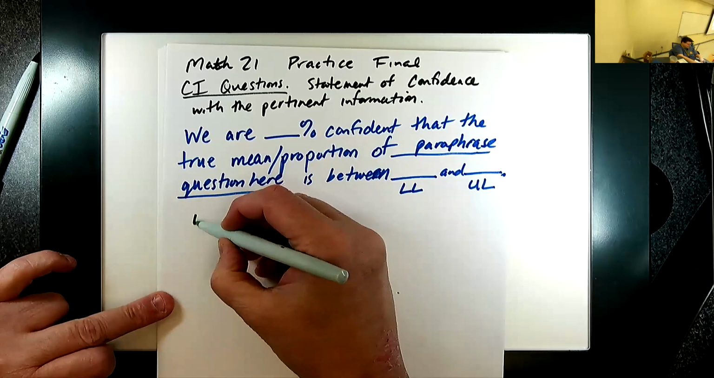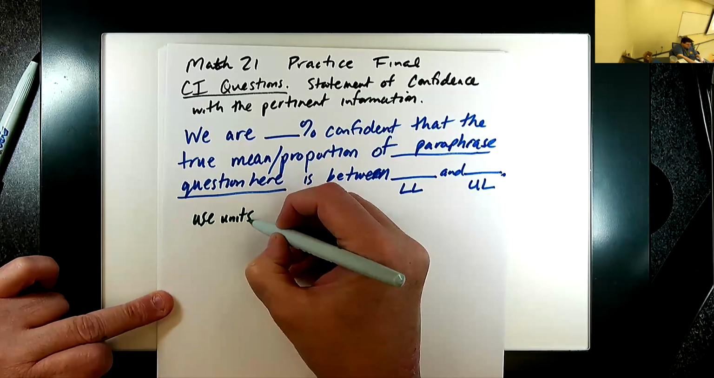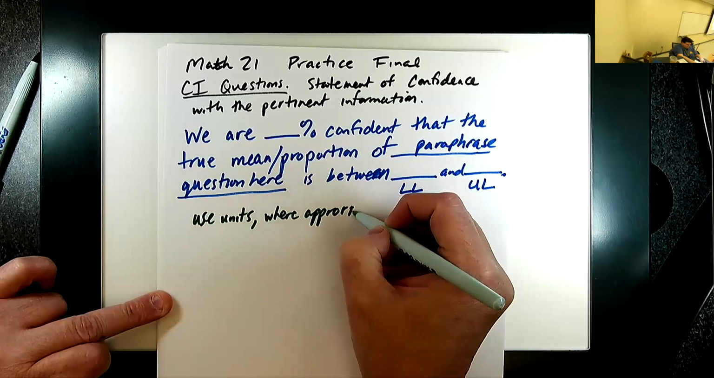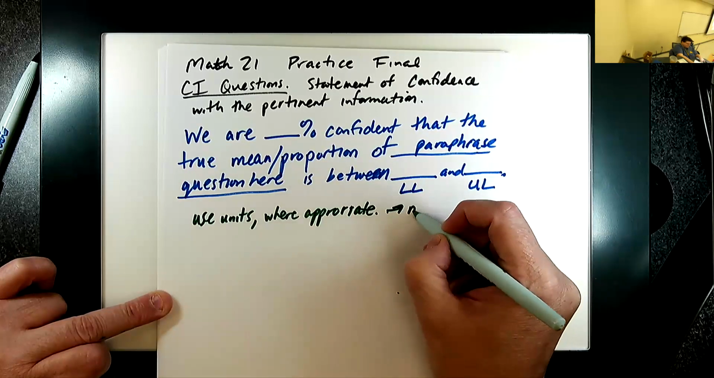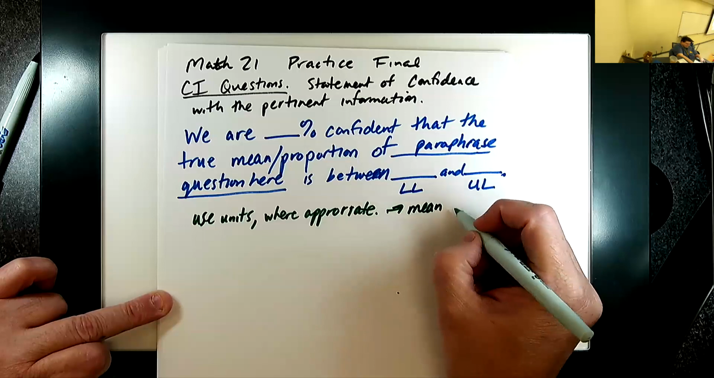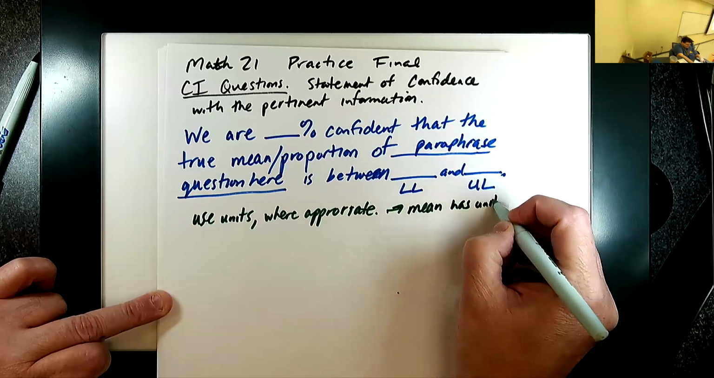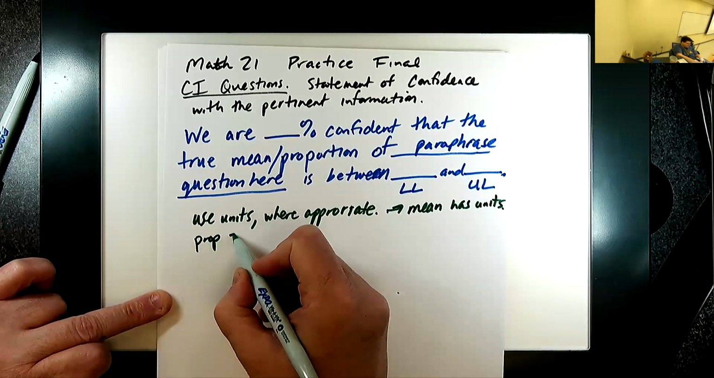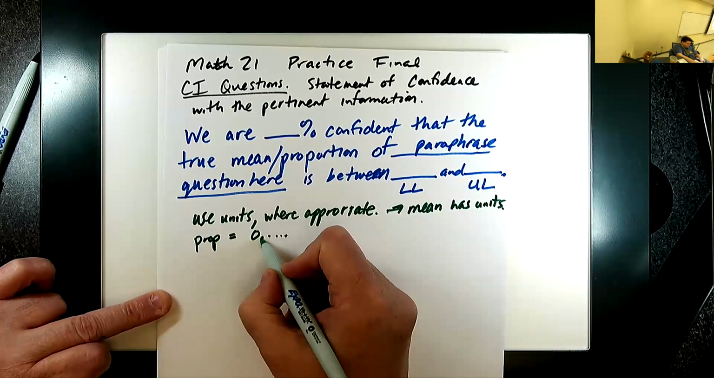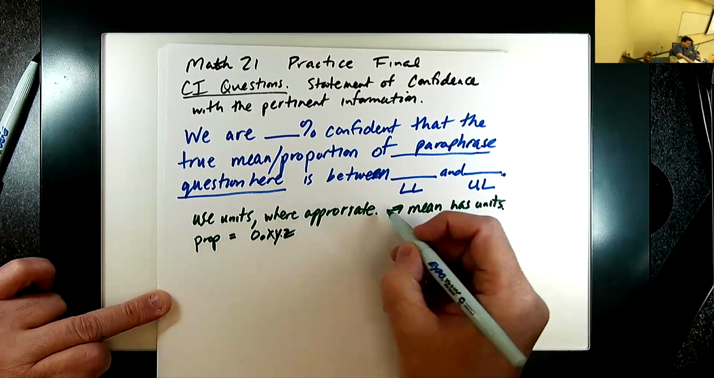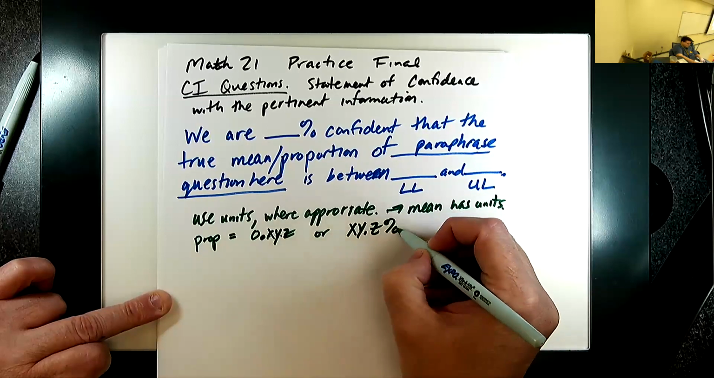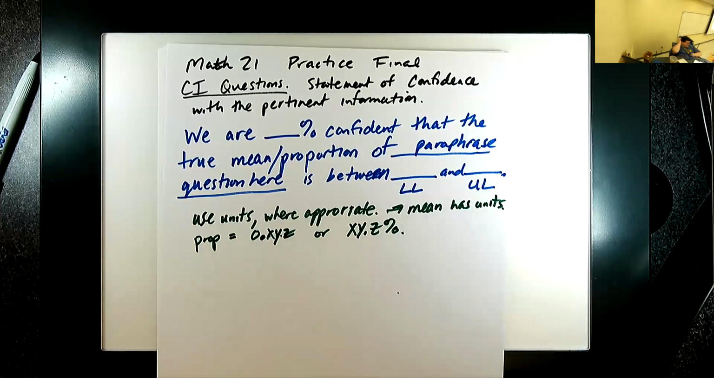And use units where appropriate. Like the mean is usually a mean number of something. Mean has units usually. For the proportion one, you can write it as the decimal, 0.xyz, or if you do like xy.z%, use the percent sign. Some people like using the percent, some people don't.